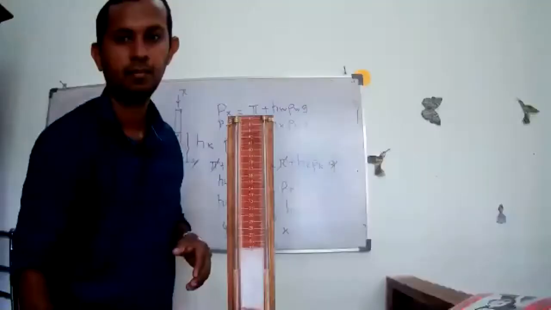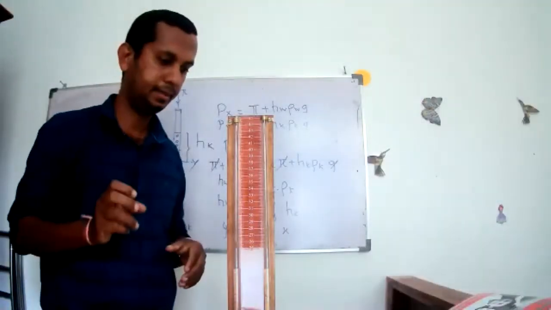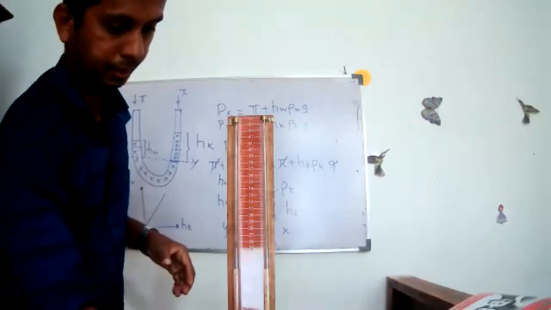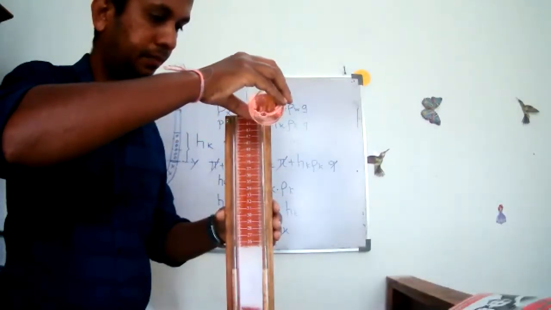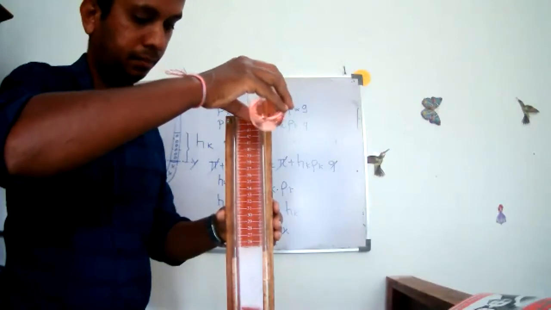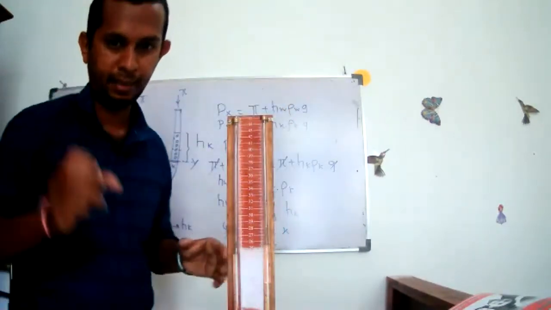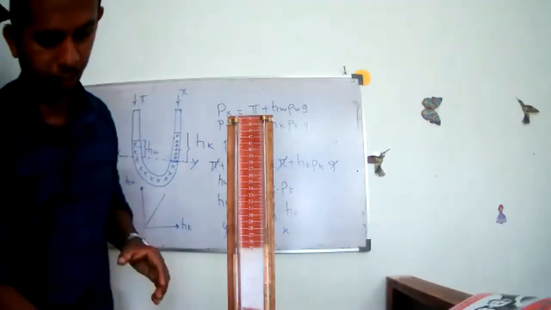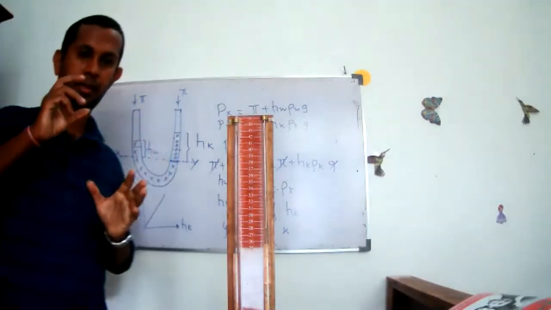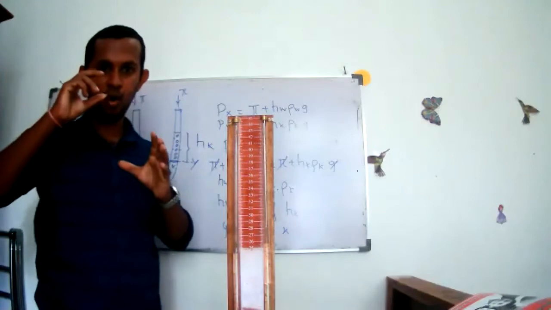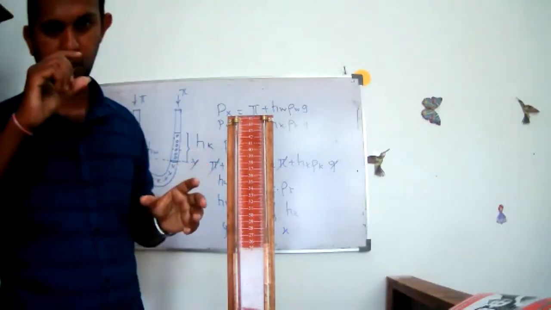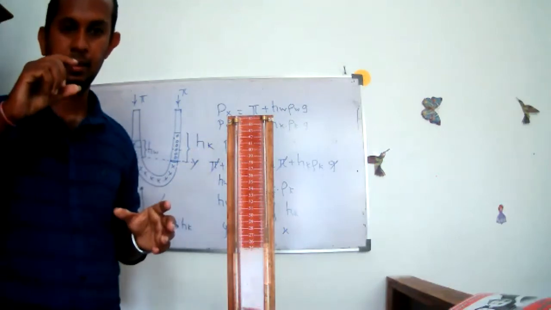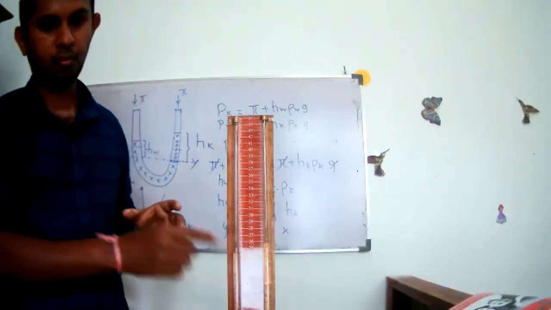Now I am going to add a certain amount of kerosene oil to the right hand side. I have added a little bit of kerosene oil now. Now I want to take the height of both the kerosene oil column and the balancing height of the water column.